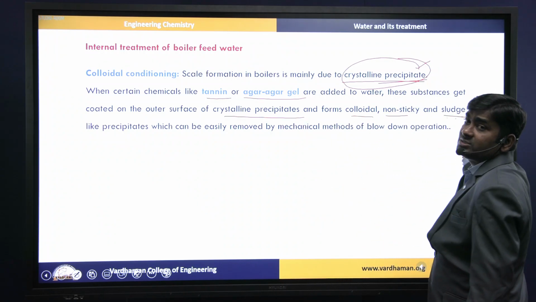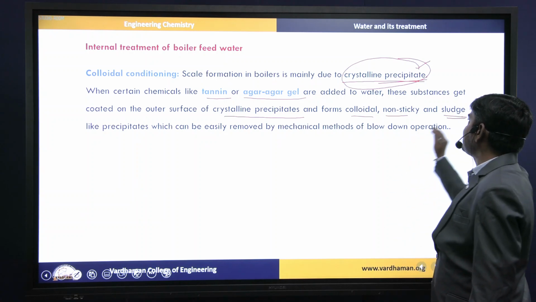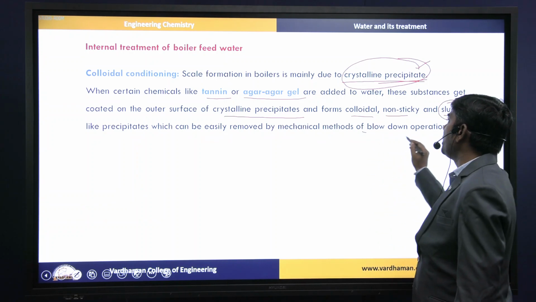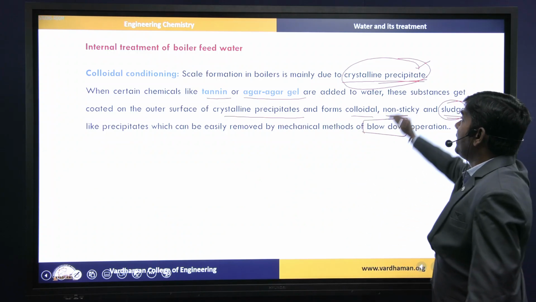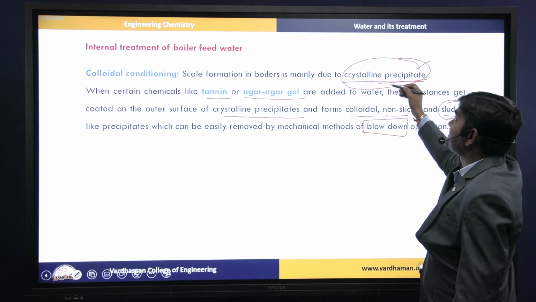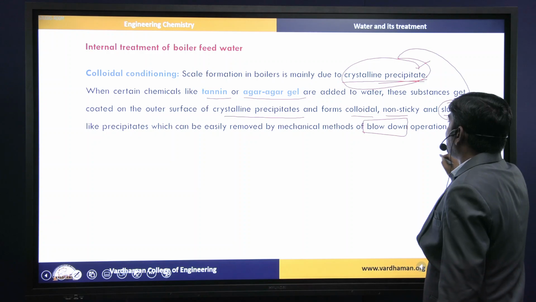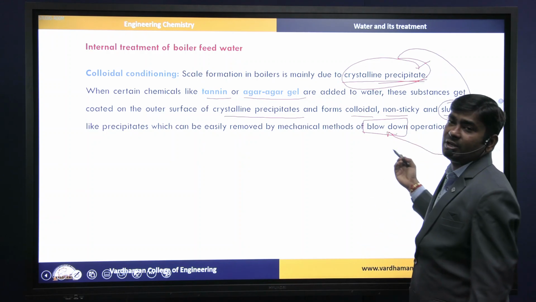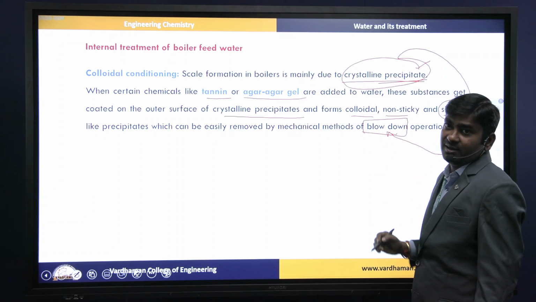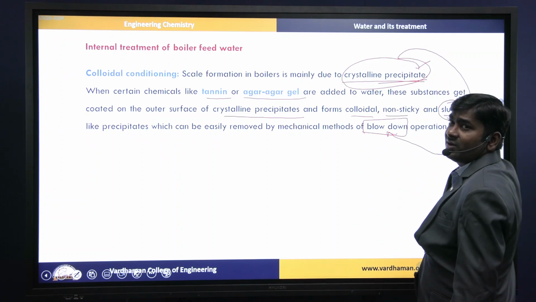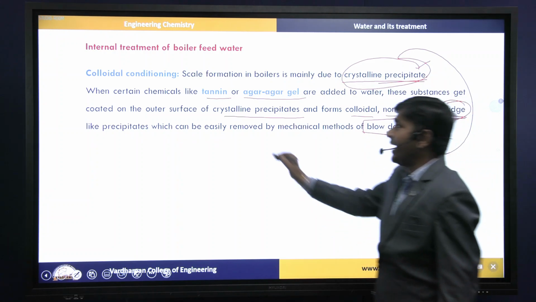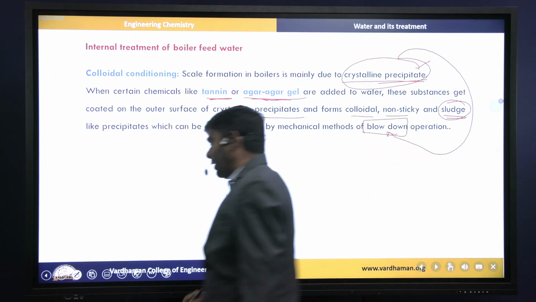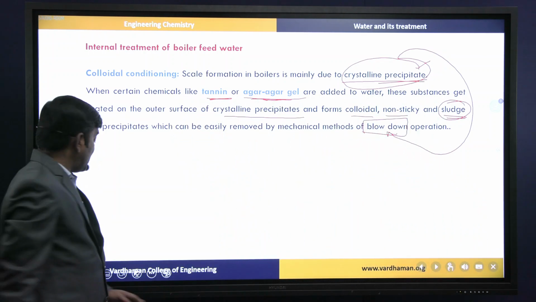and form colloidal, non-sticky and loose sludges. Once loose sludges are formed, they can be easily removed by blow down operation. That means scale forming crystalline precipitates are converted to sludges, and those can be removed by blow down operation. Here they are converted into sludges by the addition of tannin and agar agar gel. So these three methods are there in the internal conditioning method.